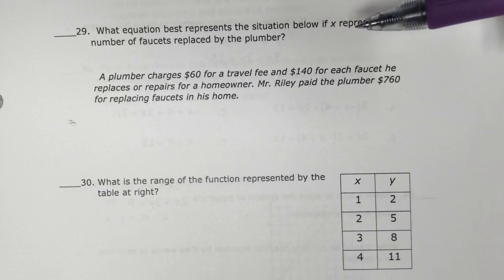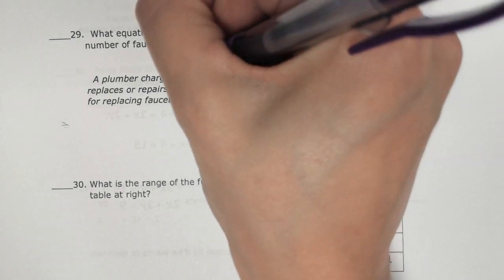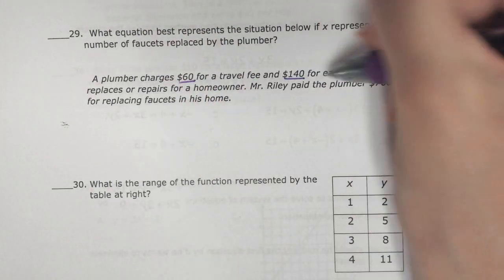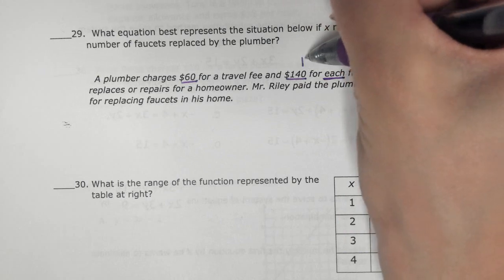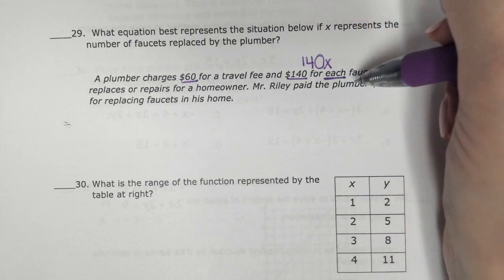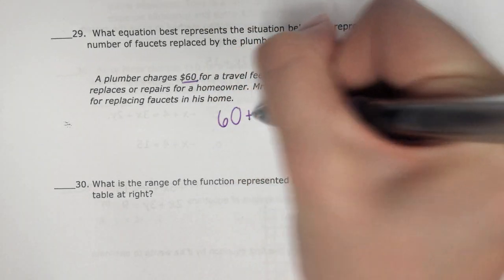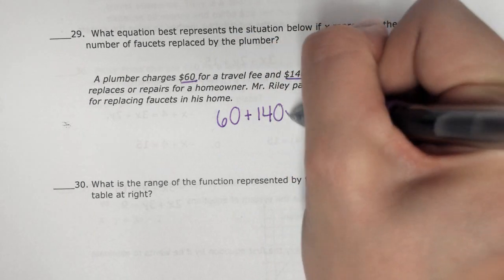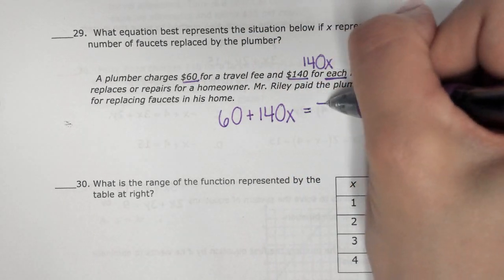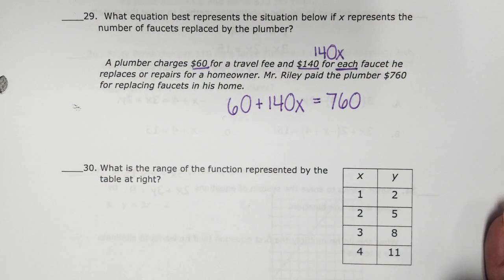What equation best represents the situation below if x represents the number of faucets replaced by the plumber? So it wants the equation. A plumber charges $60 for a travel fee and $140 for each, so that $140 is your slope, he replaces. Mr. Riley paid the plumber $760. So we've got this $60 plus that $140 each, and it equals $760. And that's your equation.